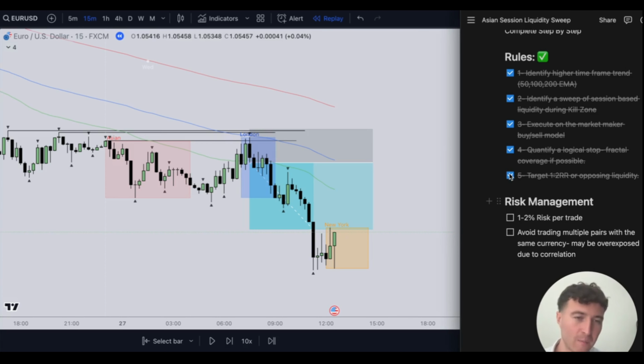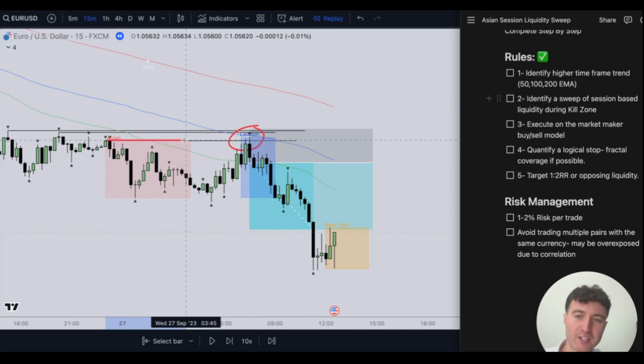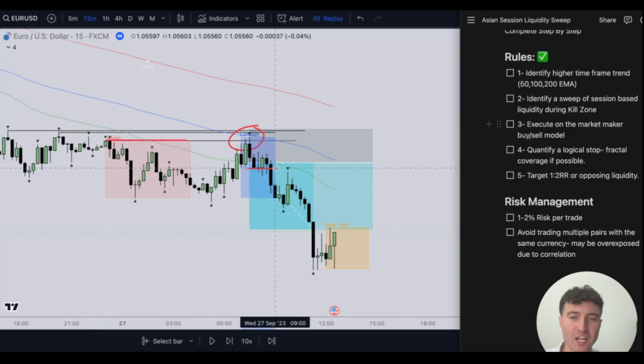Just to recap what we've got here, it's essentially a 5-step process. We've got identify our higher time frame trend. You may use 4-hour fractals. I like to use the EMAs 50, 100, and 200. Very, very objective rule-based approach. And then number 2, identify a liquidity sweep, a session-based liquidity sweep during a kill zone. So this is this right here. We've got a liquidity sweep above the previous session's high. So this is time-based liquidity, okay? And this is during a kill zone, during the London session between 8 a.m. and 10 a.m. GMT, okay?